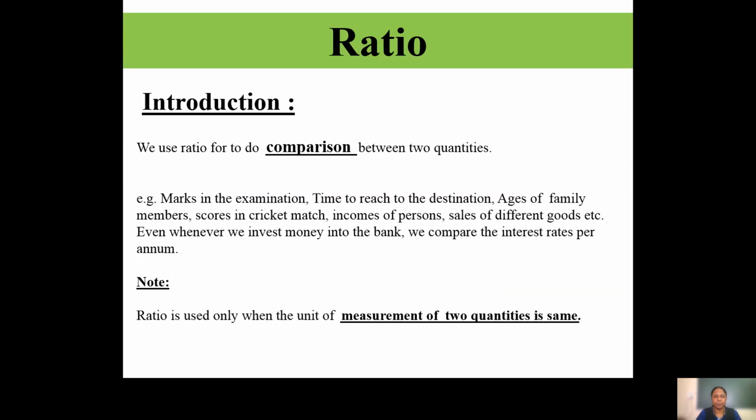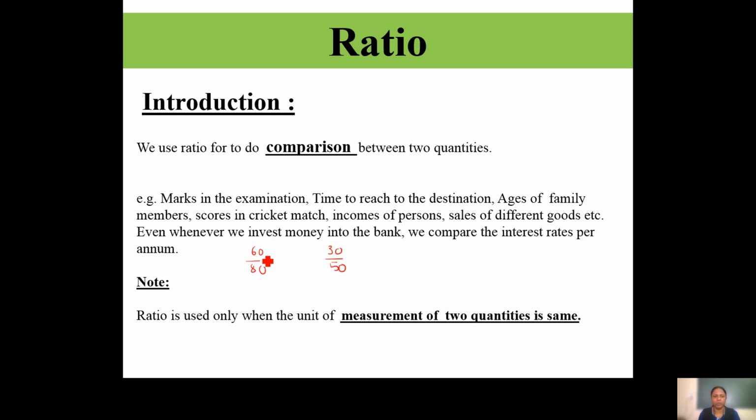We use ratio to do the comparison between two quantities, for example, marks in the examination. Here I will give you one example. Suppose in a family there are two children, namely Ajay and Rakesh. Suppose Ajay got 60 marks out of 80 and Rakesh got 30 marks out of 50. Then how do we compare the performances of these two children?